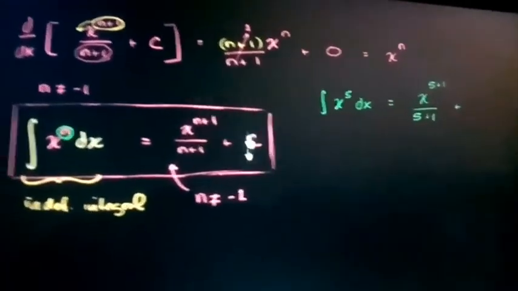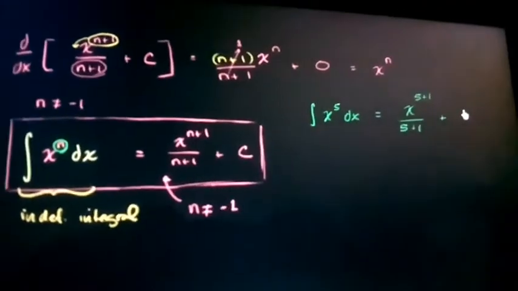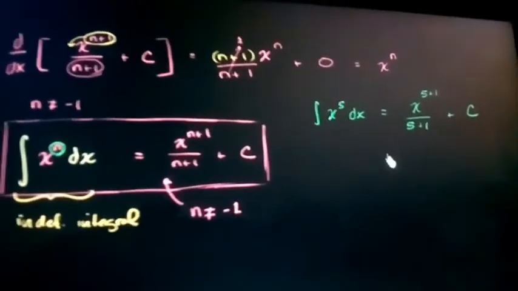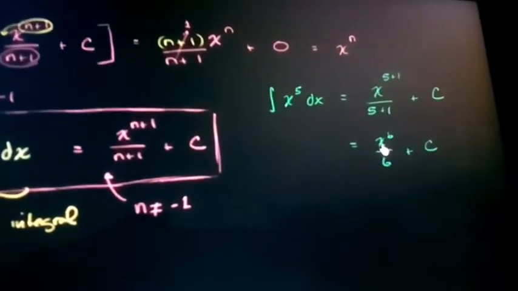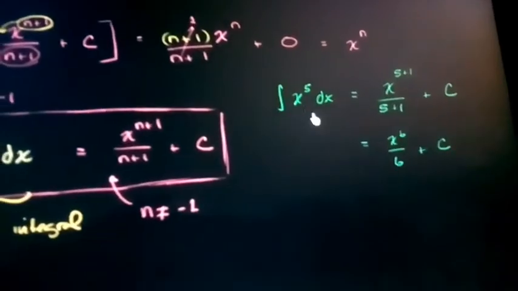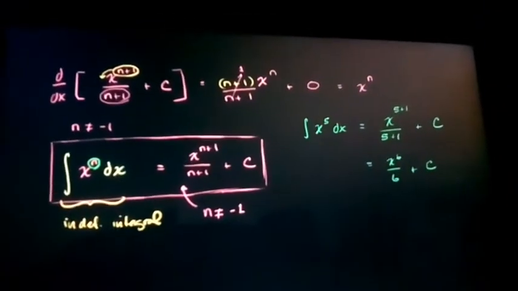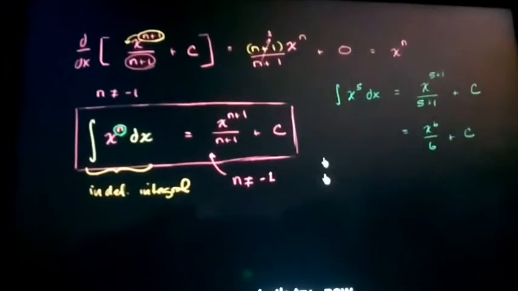And of course, we want to encapsulate all of the possible antiderivatives. So you put the c right over there. So this is going to be equal to x to the 6th over 6 plus c. And you can verify. Take the derivative of this using the power rule. You indeed get x to the 5th. Let's try another one. Now we do it in blue.